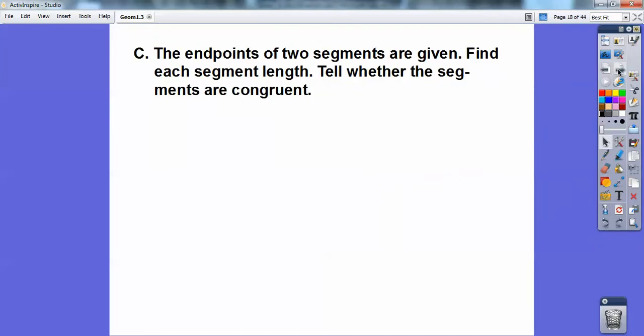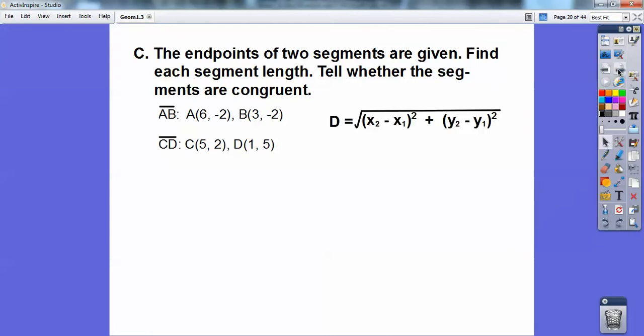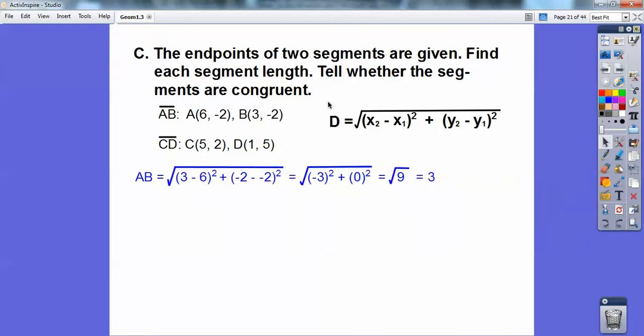Okay, the endpoints of 2 segments are given. Find each segment length and tell whether the segments are congruent. The segment lengths are found using the distance formula. You're going to use this from now on, you guys. Memorize this. So here's AB. I did minus 3 minus 6 squared, and then negative 2 minus a negative 2, which is negative 2 plus 2, which is 0. 3 minus 6 is negative 3, and I get the square root of 9, which is 3.